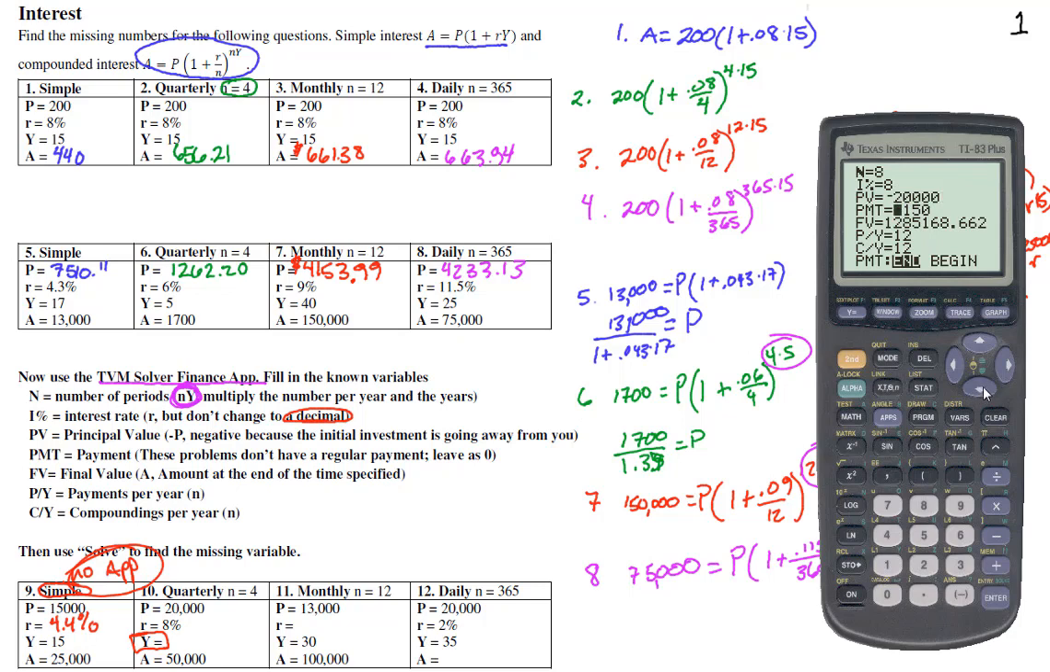All right, good. So now the payment. The payment, these problems don't have a regular payment. Put a 0. Yes, so this actually can solve all problems like, let's say you started with $20,000 and put $30 a month in. You'd put a negative 30 in there. Final value, FV, is A. That's the amount at the end of the time specified. So this is our 50,000.